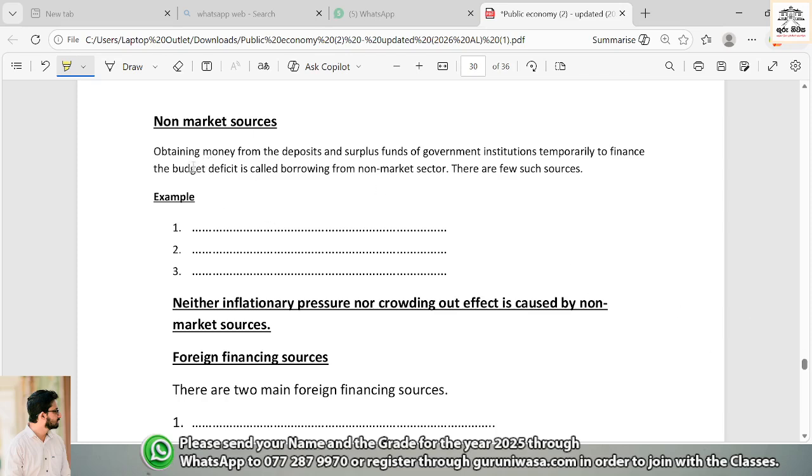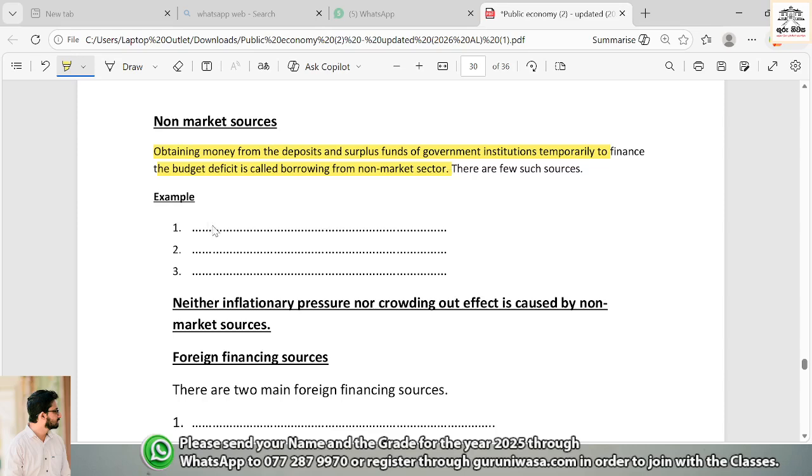Then put the non-market source. Write down: obtaining money from the deposits and surpluses of government institutions. Deposits and surplus funds of government institutions are used temporarily to finance the budget deficit. Government is borrowing funds from government. Okay. So there is no need to pay interest, right? That's why the government does not have to issue treasury bills.